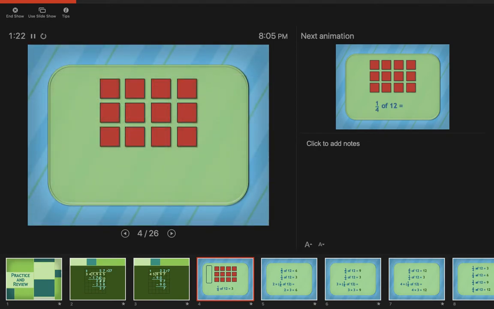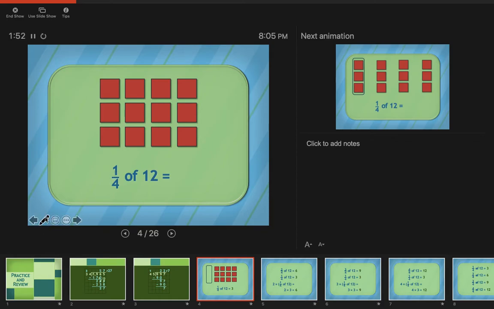I have got a set of squares. How many total squares do I have? I have 12. If I asked you, what is a fourth of the 12 squares? Well, a fourth would be, okay, let me look at my denominator. My denominator is 4. So how many pieces do I need to break up 12 into? I need to break it up into 4 different pieces, which is what I've done here.